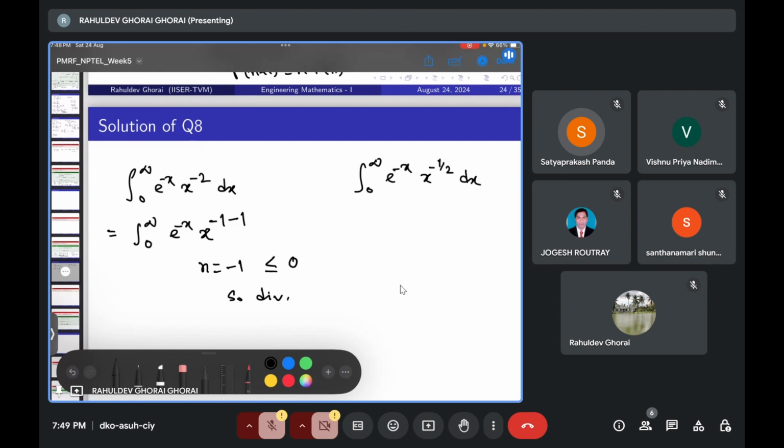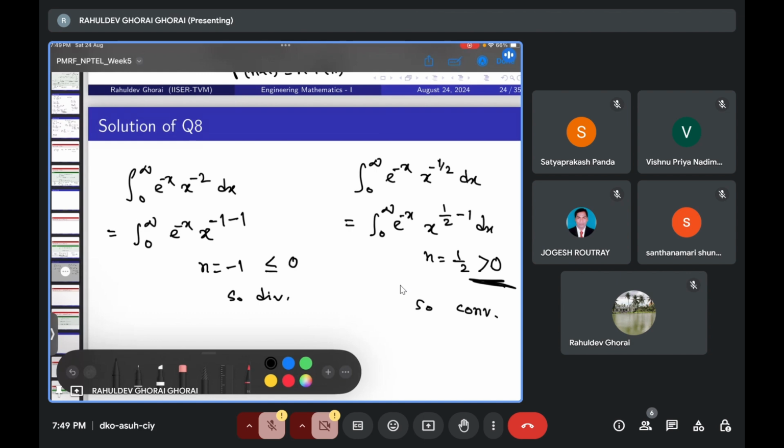So if you write this one as 0 to infinity e to the power minus x times x to the power n minus 1 dx, then n here is half. So that implies this is strictly greater than 0. Remember, strictly greater than 0. So it will be convergent.